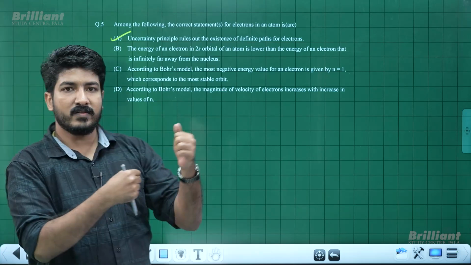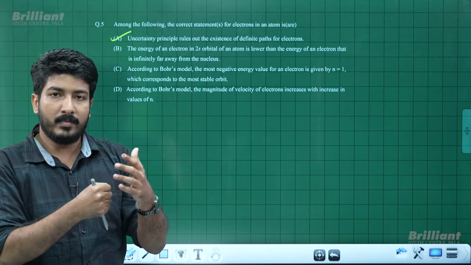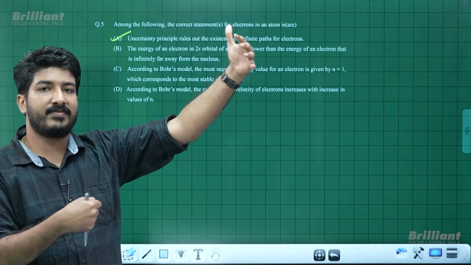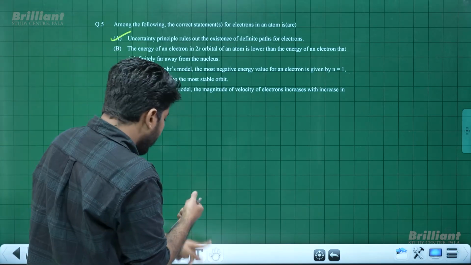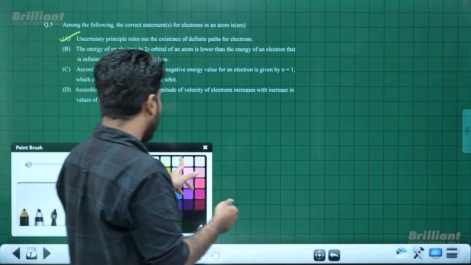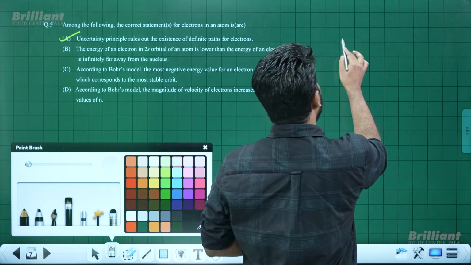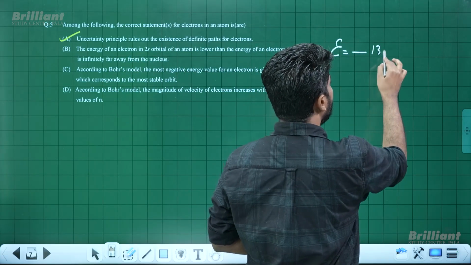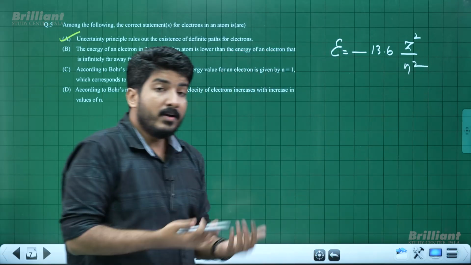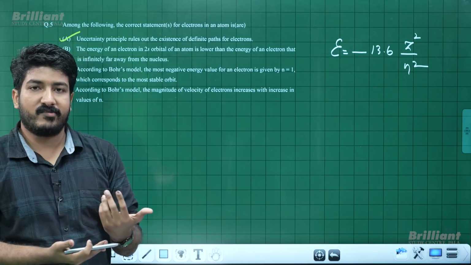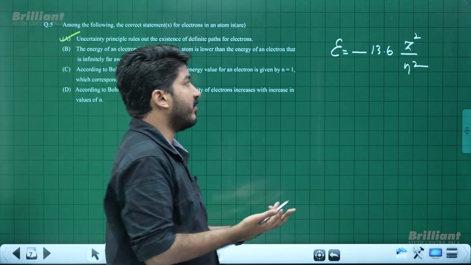If the electron is closer to the positively charged nucleus, it will be more stabilized than an infinitely far electron, right? So that is true. We can verify this with the help of our simple energy equation given by the Bohr model, which is equal to minus 13.6 Z square by n square. So more negative energy means lower energy. Okay, less negative means higher energy.